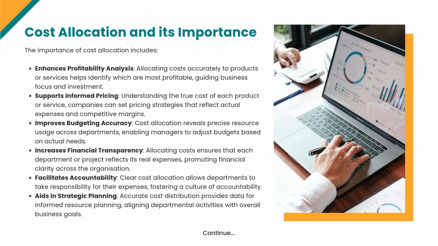Improves budgeting accuracy. Cost allocation reveals precise resource usage across departments, enabling managers to adjust budgets based on actual needs. Increases financial transparency. Allocating costs ensures that each department or project reflects its real expenses, promoting financial clarity across the organization. Facilitates accountability. Clear cost allocation allows departments to take responsibility for their expenses, fostering a culture of accountability.